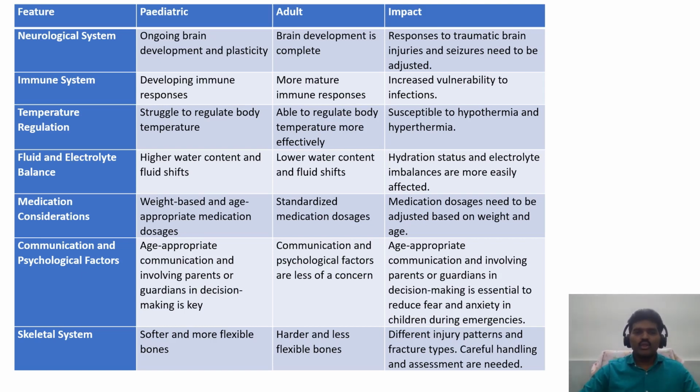Coming to the skeletal system, pediatric patients have softer and more flexible bones. Adults have harder and less flexible bones. Because of the softer and more flexible bones, pediatric patients are usually prone to greenstick fractures without actually breaking both the cortices. One cortex is broken and the other cortex just bends. So the injury patterns differ between pediatrics and adults, and also the fracture types. So careful handling and assessment is needed.